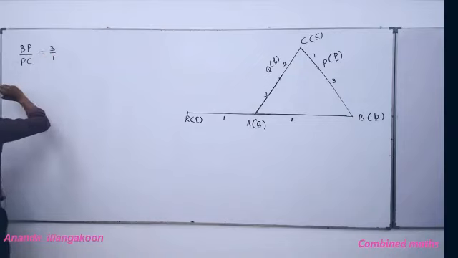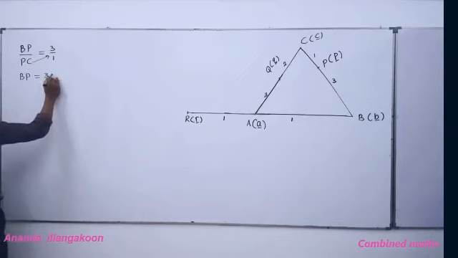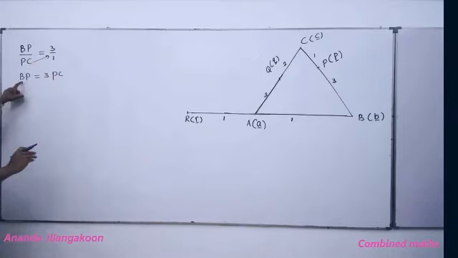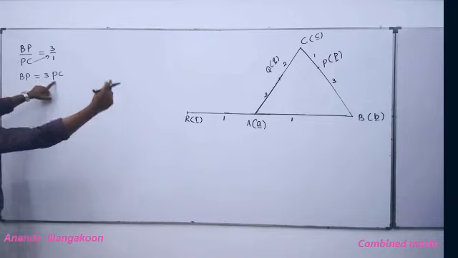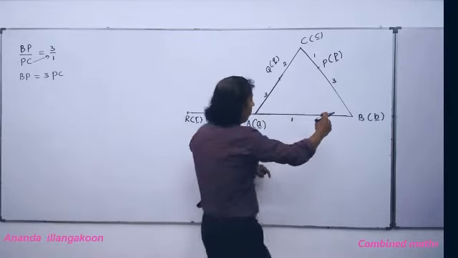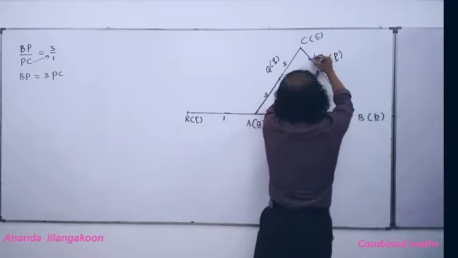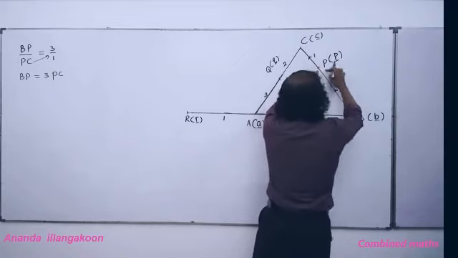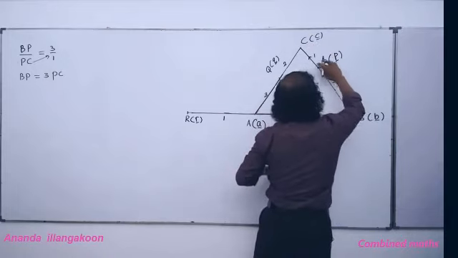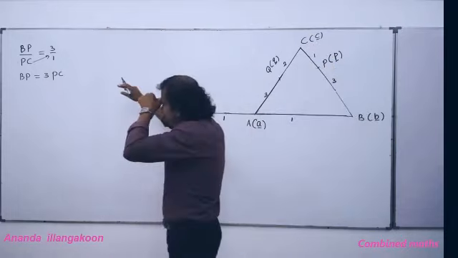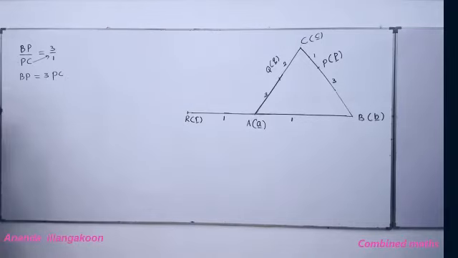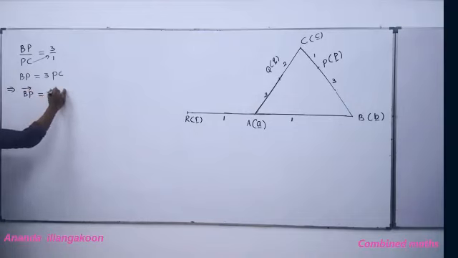3:1, right? Then BP is equal to, using cross multiplication, 3 times PC. You know BP and PC, right? See here, when you move from B to P, this is the direction. P to C, this is the direction, right? Same direction, no? And then, of course, we can put vectors on both sides. We can write this implies BP vector is equal to 3 times PC vector.